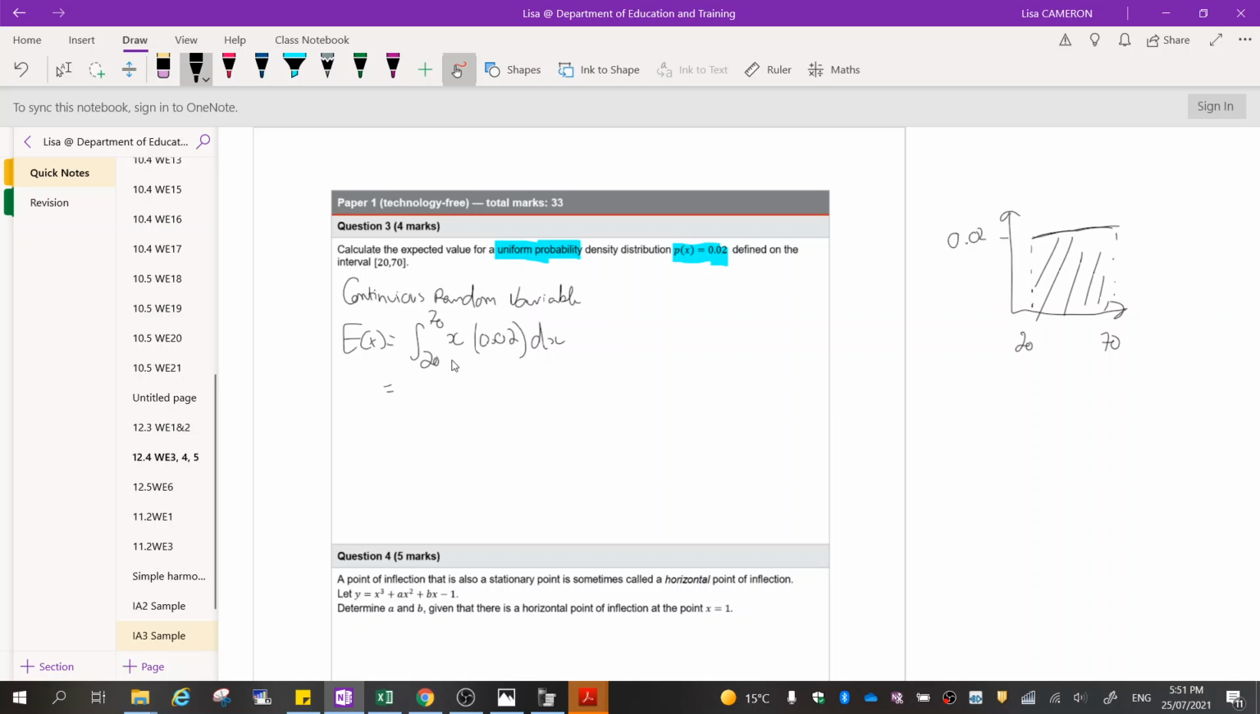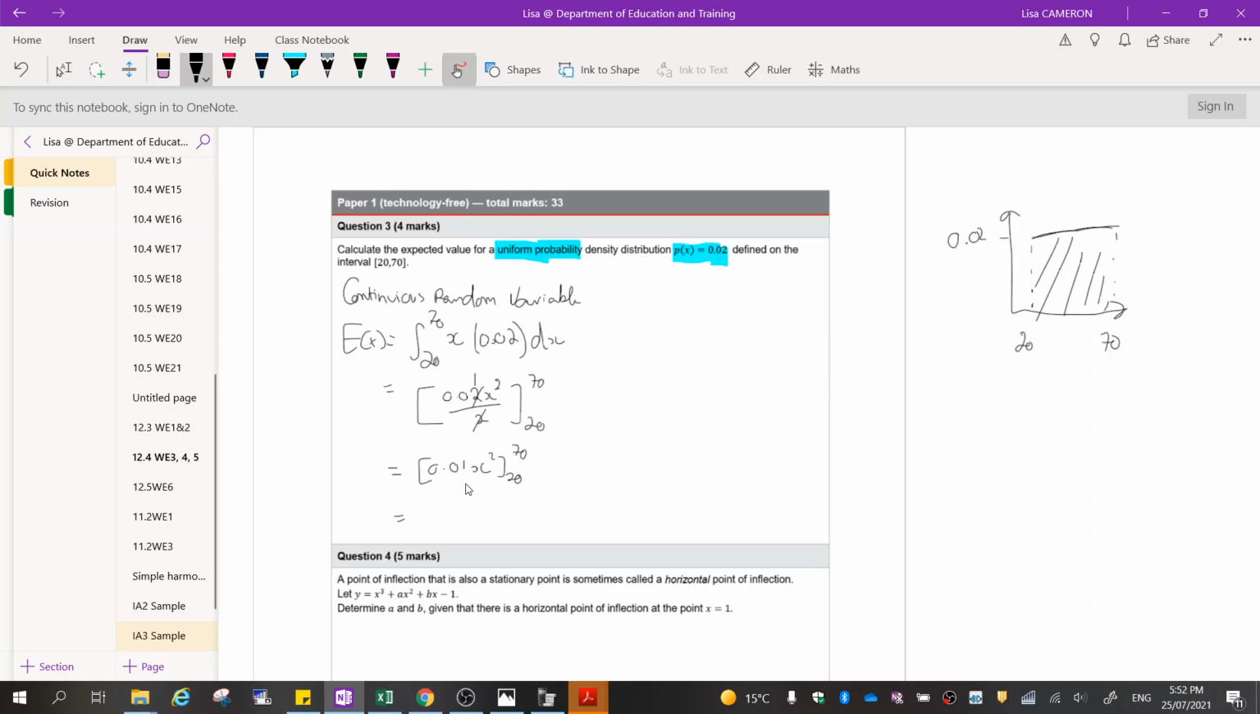Okay, so when I substitute this in, now I expand the brackets and then I'm going to integrate in one step. So 0.02x, when I integrate that, it'll become squared, so we'll divide it by 2, and that'll give me 70 over 20. Now this one will cancel that one to make that 1, so I'll be left with 0.01 x squared, 70, 20.